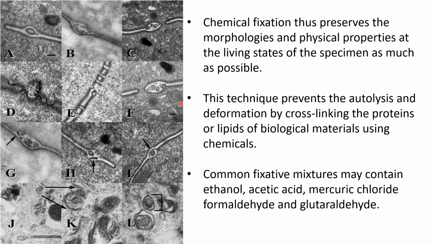Alright. So as you can see, here are some of the very clear images which are observed using a transmission electron microscope. Alright, so as we said, chemical fixation thus preserves the morphologies and physical properties at the living state of the specimen as much as possible. And this technique prevents the autolysis and deformation by cross-linking the proteins or lipids of biological materials using chemicals. Now, the common fixative mixtures may contain ethanol, acetic acid, mercury chloride, formaldehyde, and glyceraldehyde.